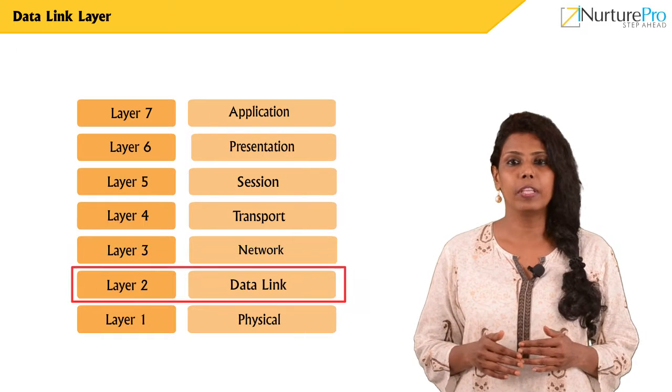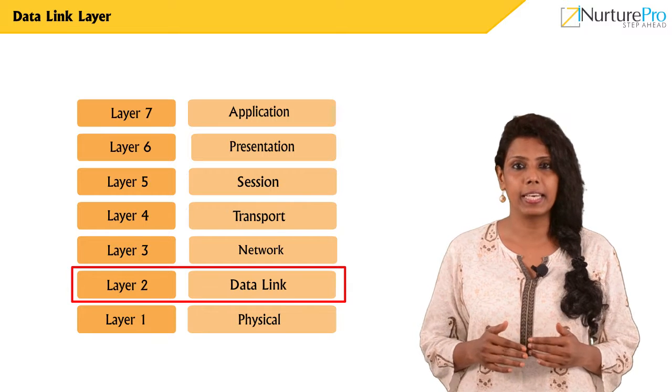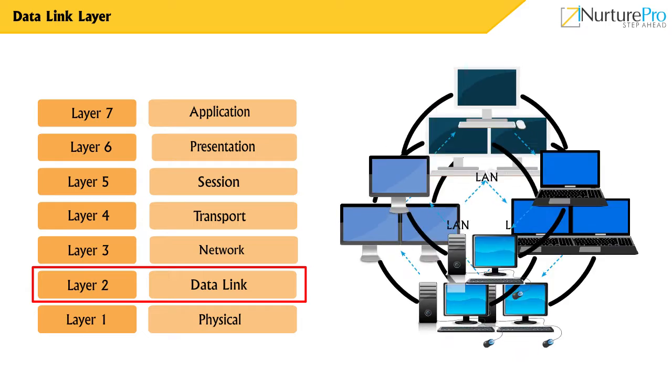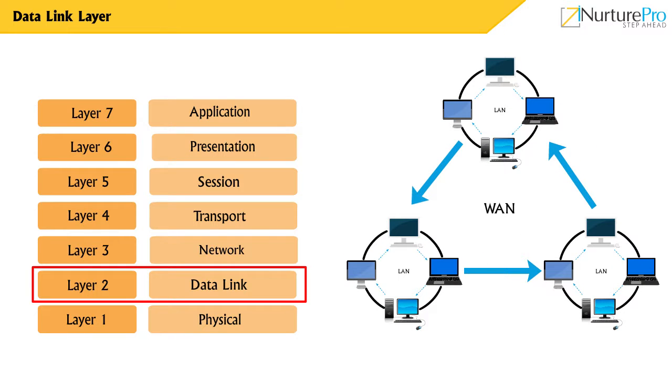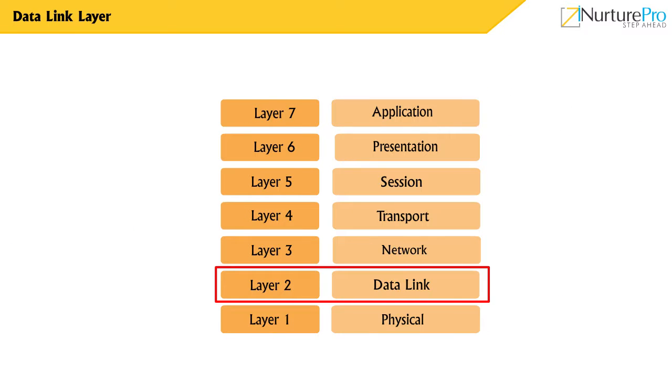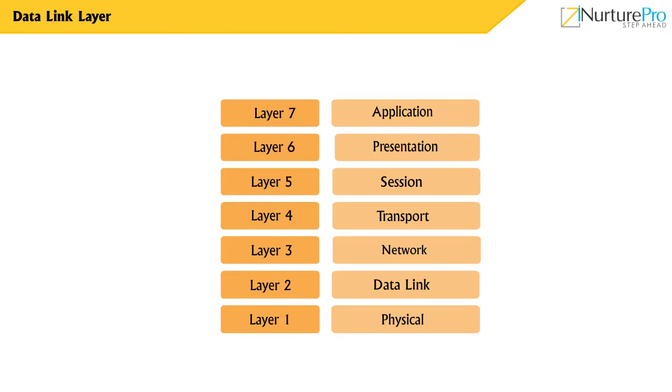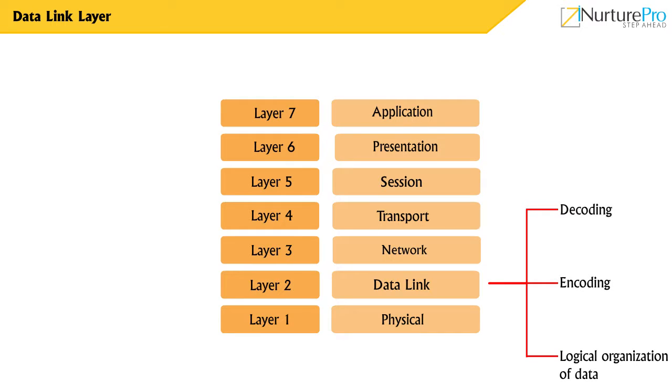The second layer of the OSI model is the data link layer. It is primarily a protocol layer that helps in the transfer of data between adjacent network nodes in a WAN or between nodes on the same LAN. Data link layer forms frames from the receiving end of the network layer and passes the data to physical layer. This layer is mainly used for logical organization of data bits, encoding and decoding.